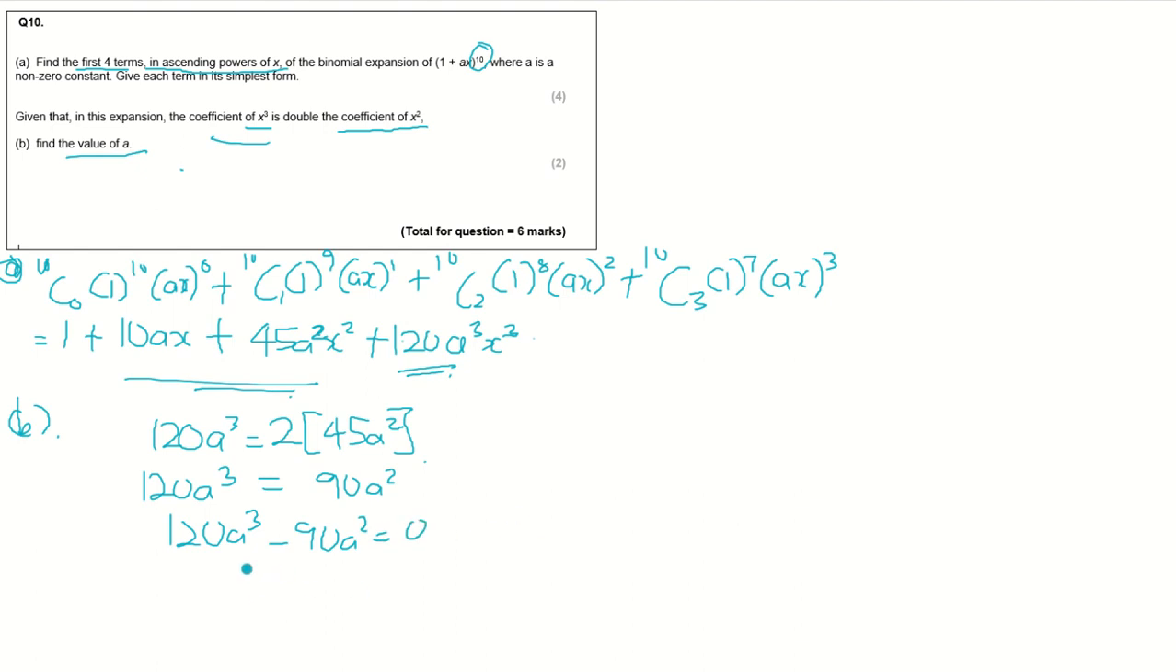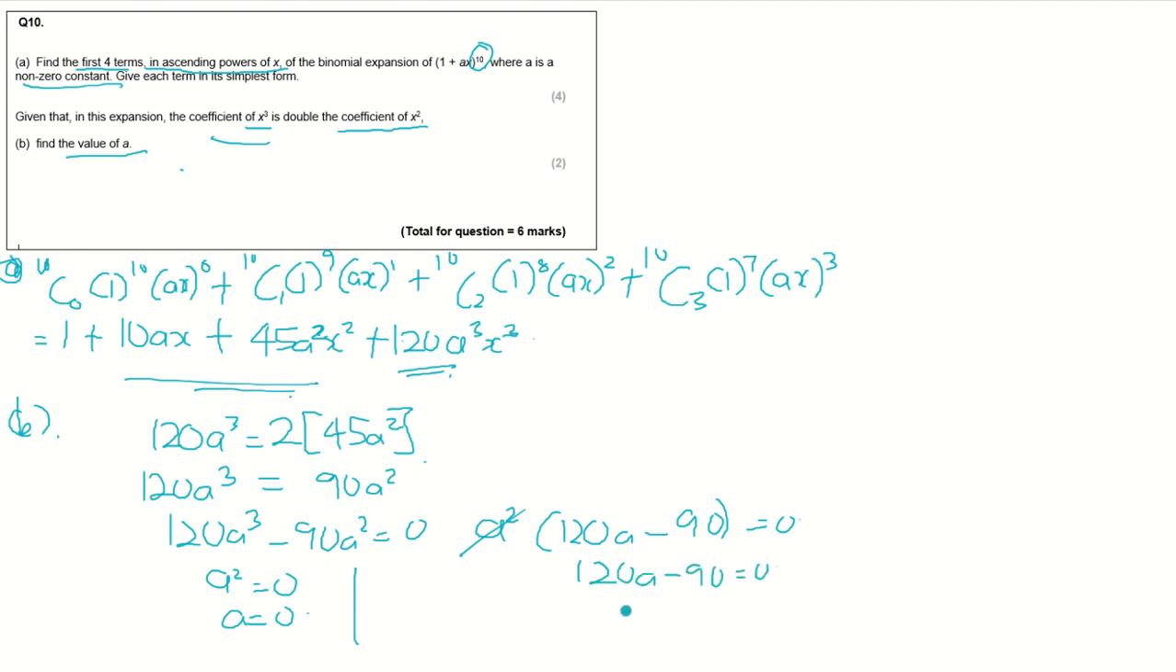I can take out a squared, that's 0, so a equals 0. But the question says a is a non-zero constant, so I can't use 0. So let's take out a squared: 120a minus 90 equals 0. So 120a equals 90, therefore a equals 90 over 120, which is 3 over 4. Okay, that's your answer.